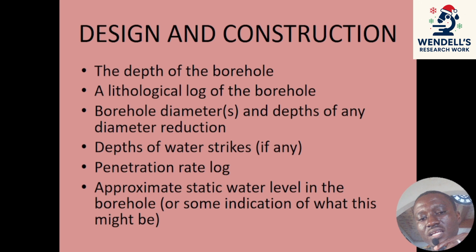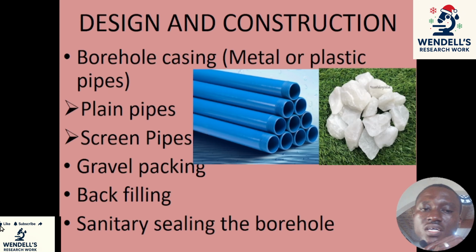So yeah, this is what I'm talking about, the blue pipes. And we have two types of them. We have the plain ones and then the screen pipes. The pipes are what we call the casing, borehole casing. They protect the wall from breaking into the well. So as I mentioned, we have the plain ones and then the screen pipes. The difference is that the plain ones do not have holes on them, but the screen ones have holes on them. That's where the water passes through to get into the well.